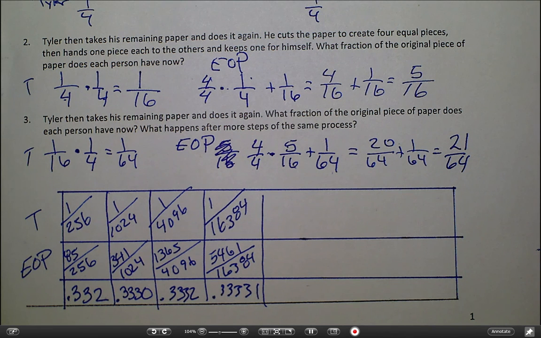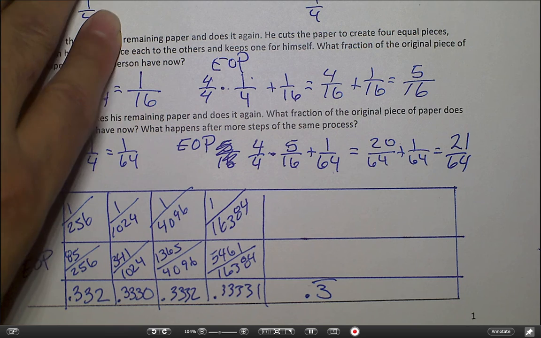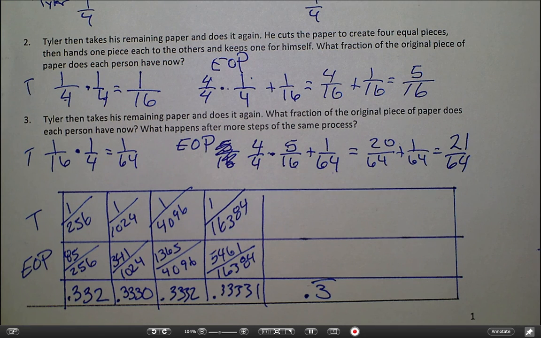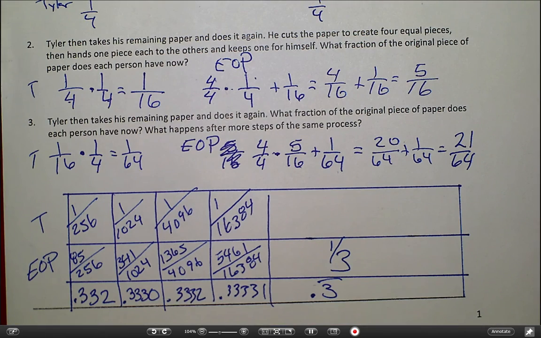So, as I keep going to infinity, as I keep getting more and more of these numbers, what do you think is going to happen to my decimals? Okay, but what you notice is something repeating? The 3. So the more that I do, the more 3s I get, right? So if I take this out to infinity, this is eventually going to be 0.3 repeating, right? Now, what is that as a fraction? 1/3. It is 1/3. Do you know why?